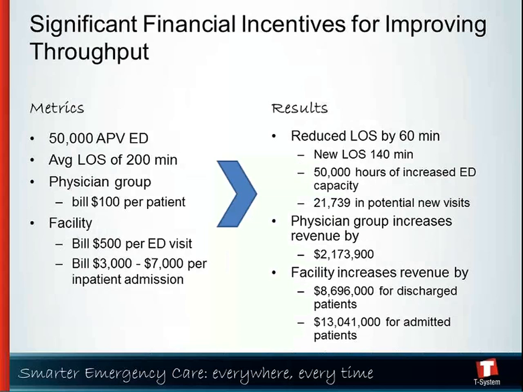So let's look at a 50,000 visit ED with an average length of stay of 200 minutes. And let's say that the physician group bills about $100 per patient and the facility bills $500 per visit and $3,000 to $7,000 per inpatient admission. If you're able to reduce the length of stay by 60 minutes, and granted that's a very optimistic goal, but it makes the point, that gives you 50,000 hours of increased ED capacity per year with almost 22,000 potential new visits.